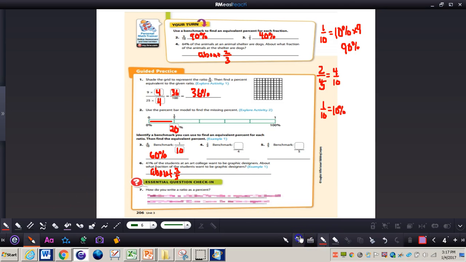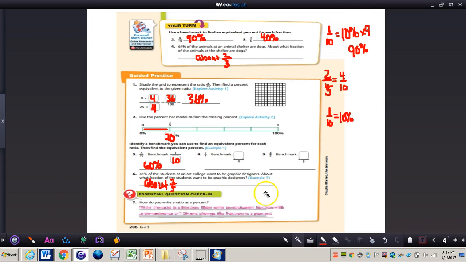So wrapping up the video, take a look at the essential question. How do you write a ratio as a percent? Write the ratio as a fraction, then write an equivalent fraction with a denominator of 100 and change the fraction to a percent. So this concludes the video on understanding percent.